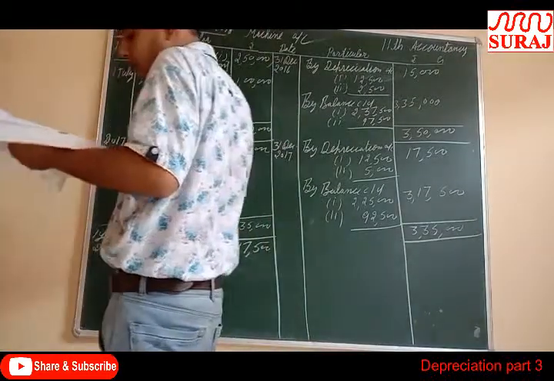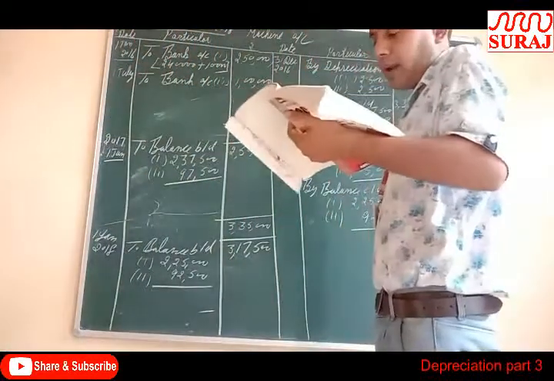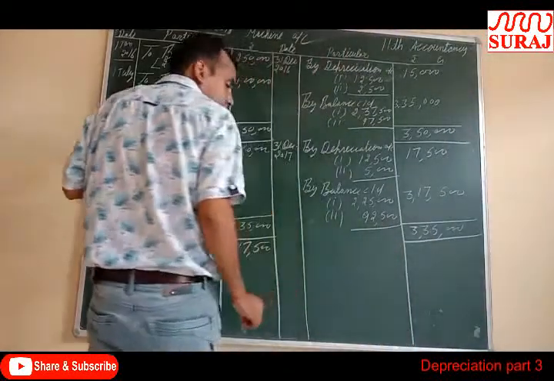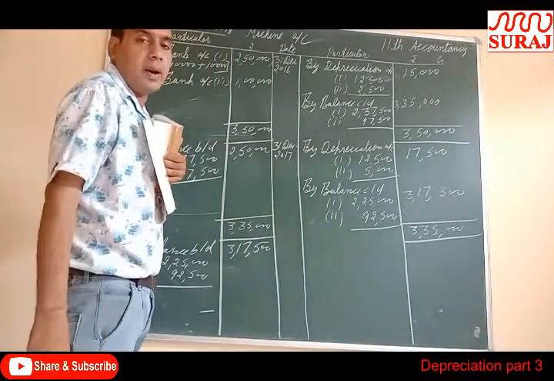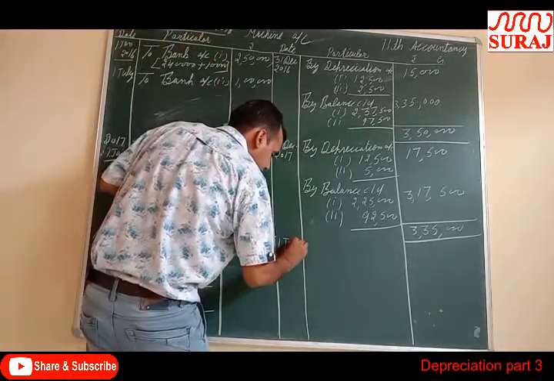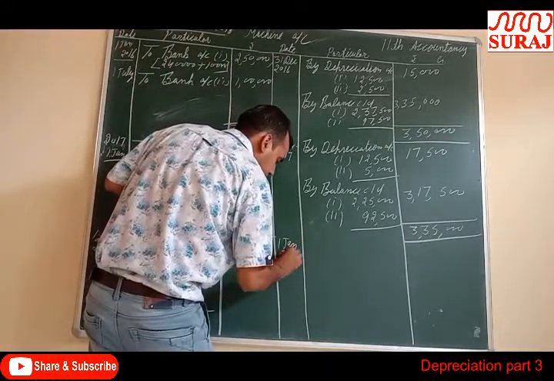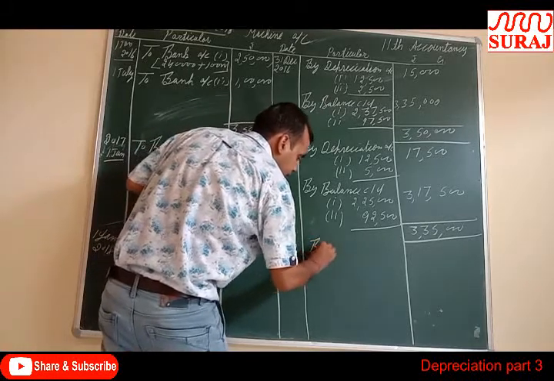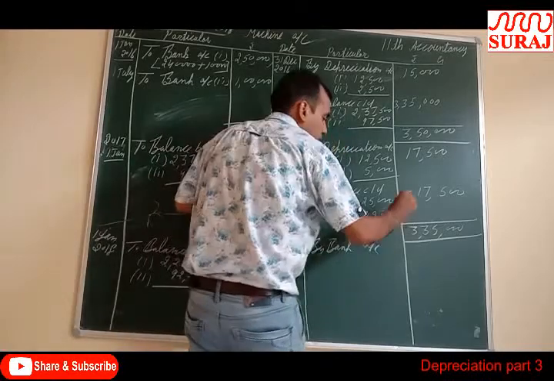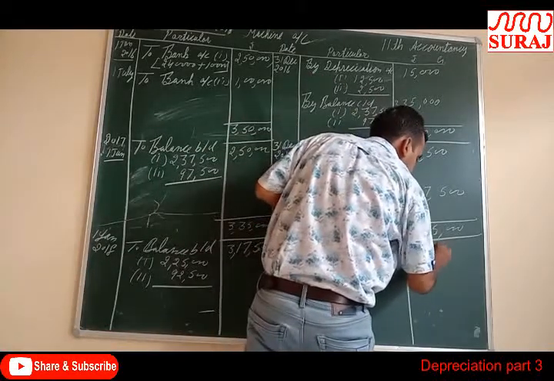will be sold for rupees 1,43,000. An asset is sold, so your entry will pass bank account debit to machine. Machine will be credited on 1st January 2018, by bank account, 1,43,000.